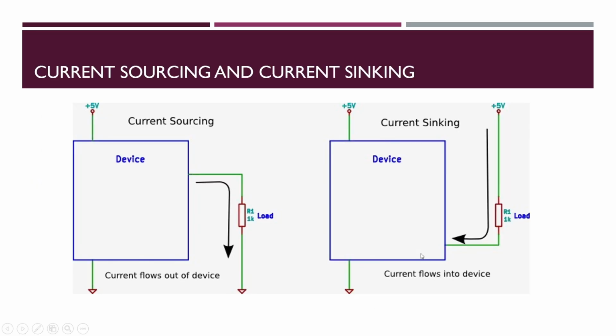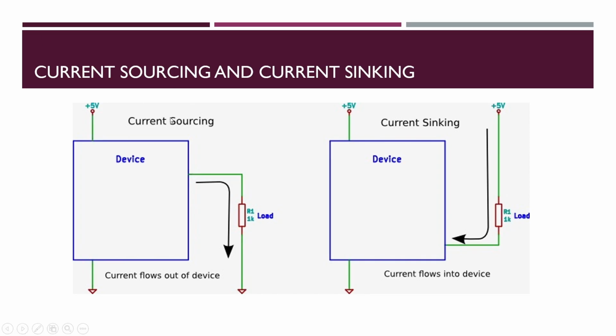So here is current sourcing and current sinking. The first diagram is of current sourcing and the second diagram is of current sinking. In current sourcing, a circuit provides current to a load. Current flows out of the output pin or device into the load. The device is acting like the supplier of the current. So imagine the output pin is giving current to the load. That's current sourcing.